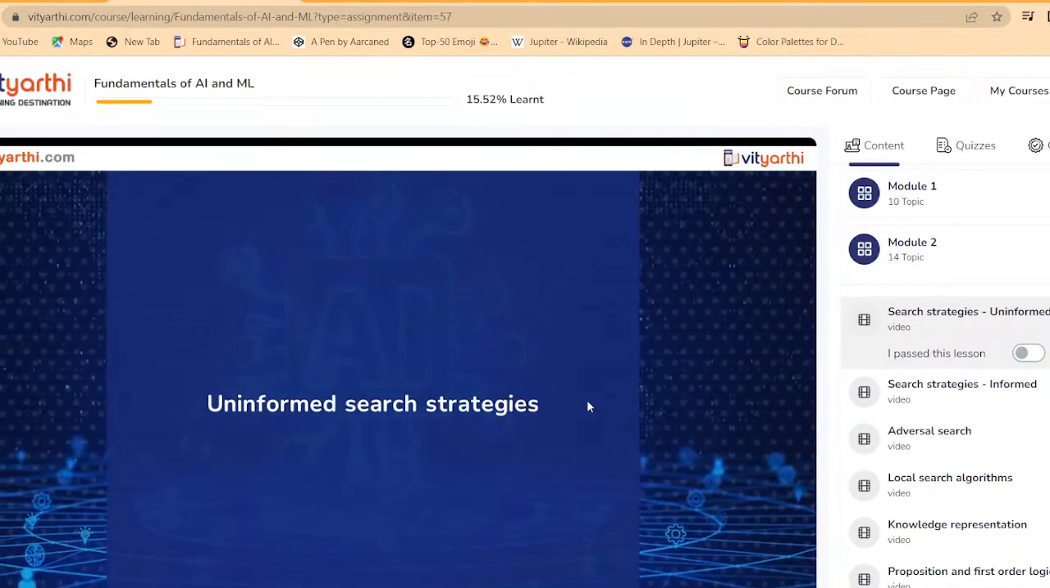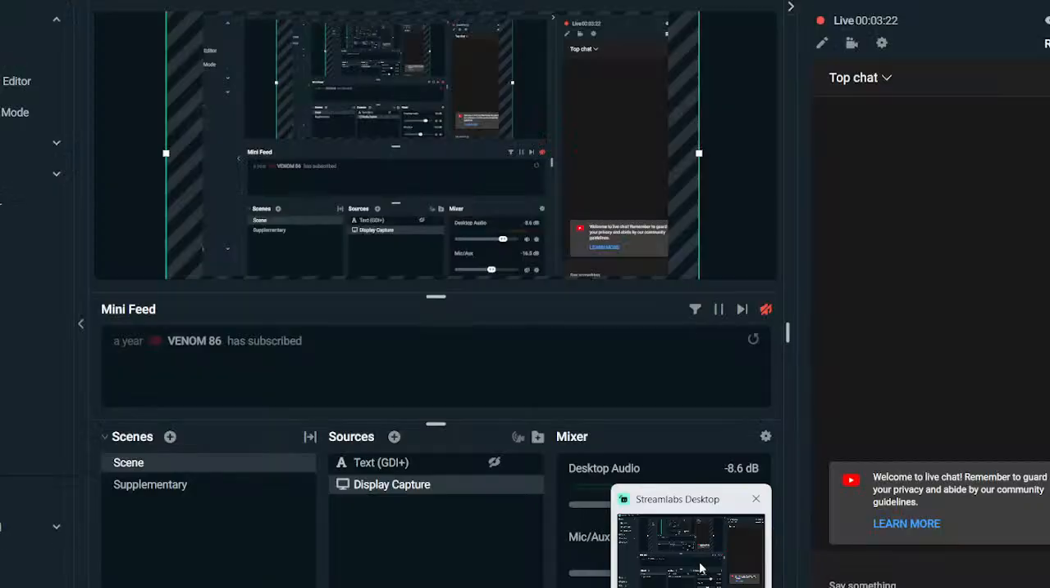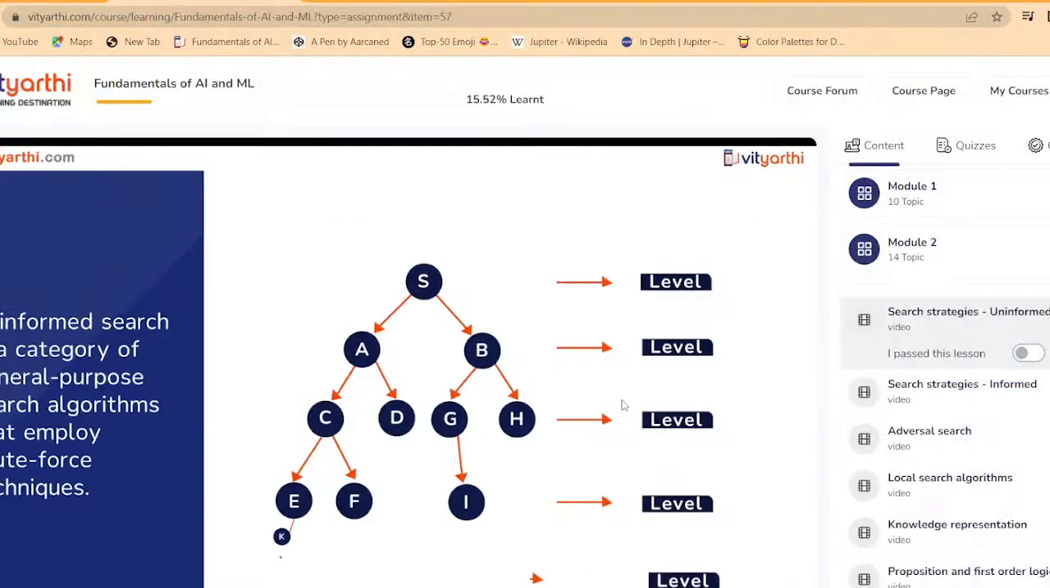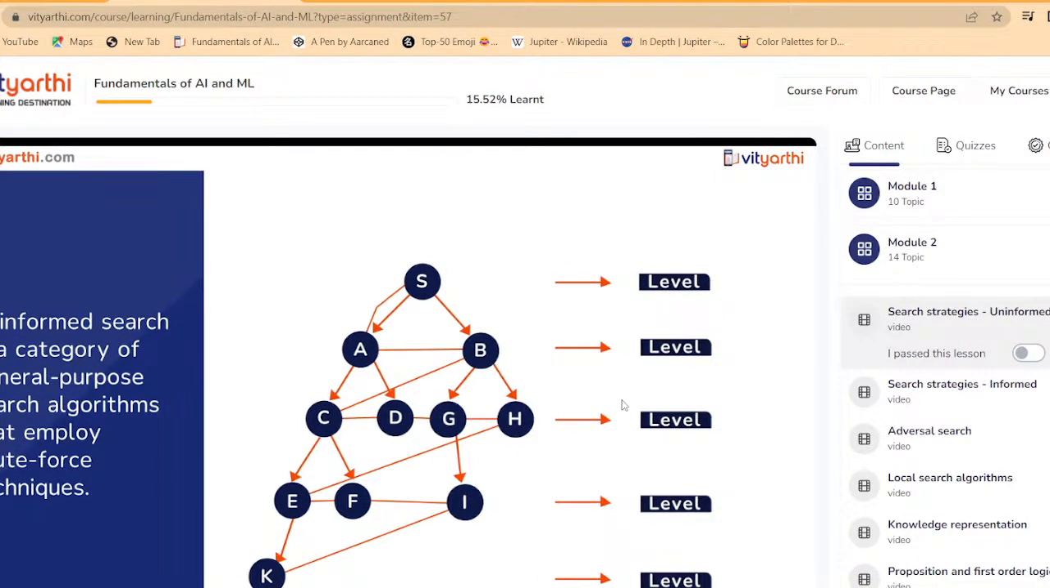Let's start the module 2. I am going to start module 2 from the topic Uninformed Search Strategies. Uninformed search is a category of general purpose search algorithms that employ brute force techniques. Uninformed search algorithms have no additional information about the state.